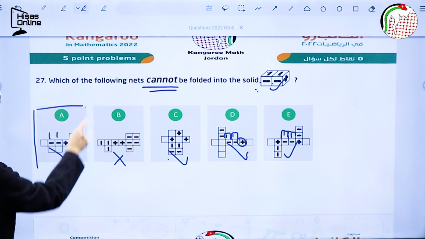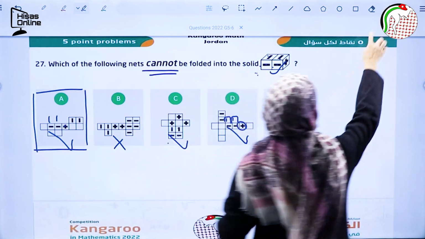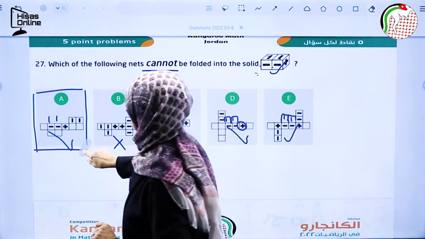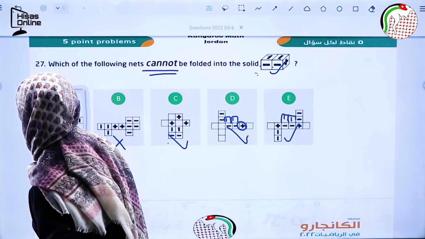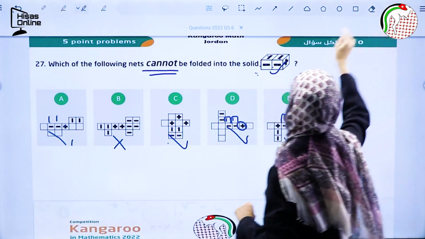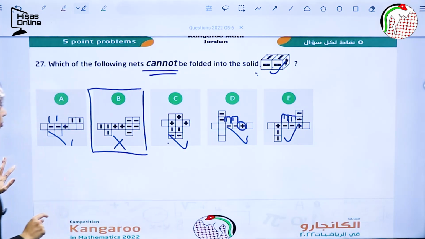And let's put here, sorry, B will be the right answer. We highlighted the wrong one. Of course, B is the net that cannot be applied.